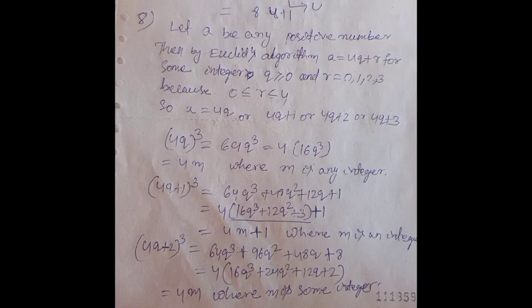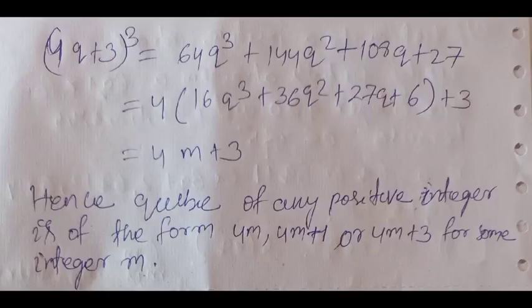Okay, then next come to the last case, (4q+3)³ is equal to 64q³ + 144q² + 108q + 27. After taking 27, we have to convert it into 24 + 3. Then taking 4 common, 4(16q³ + 36q² + 27q + 6) + 3. It is in the form of 4m + 3, where m is equal to 16q³ + 36q² + 27q + 6. Hence, the cube of any positive integer is in the form of 4m or 4m + 1 or 4m + 3 for some integer m.